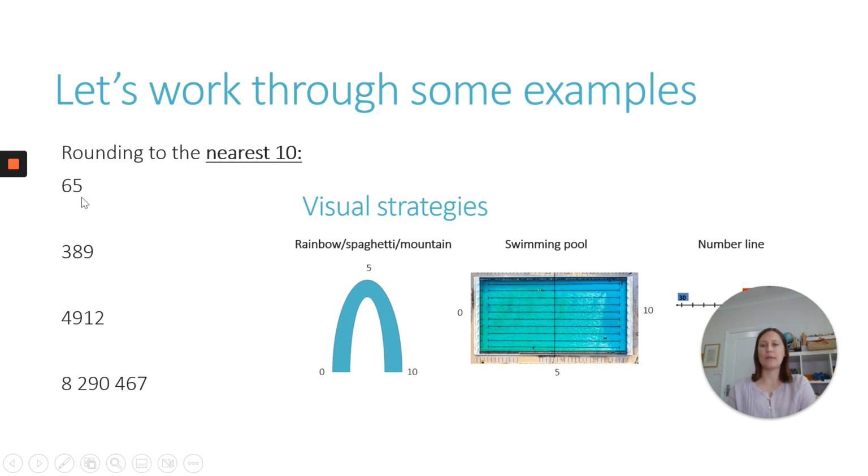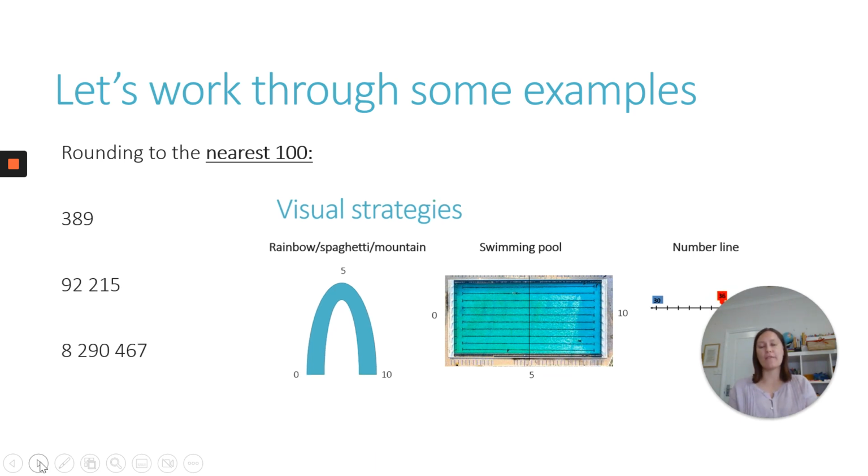Okay, as we said before, 5 rounds up. So this is going to become 70. As we said before, 9, big numbers, higher than 5, round up. So 89 is going to round up to 90, 390. 4,912. 2 is less than 5, so we're going to round down to 4,910. And this number, 8,290,467, the 67 is going to round up because 7 is higher than 5. It's going to become 70.